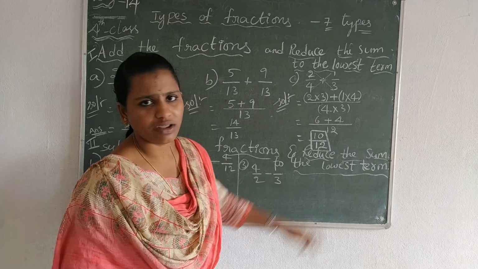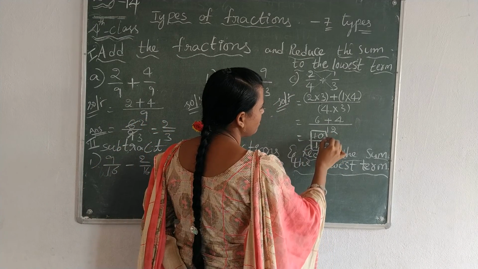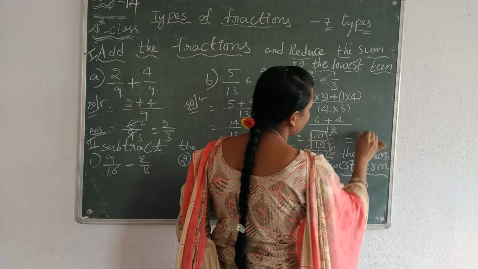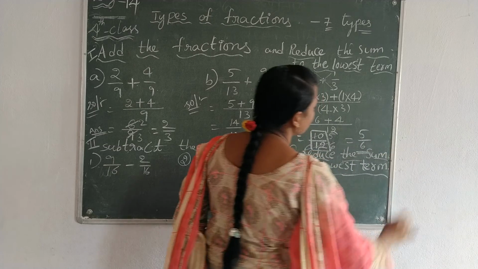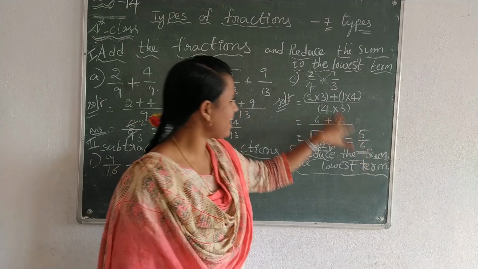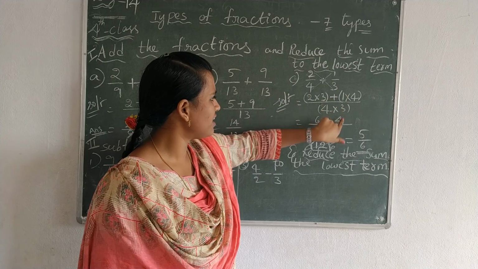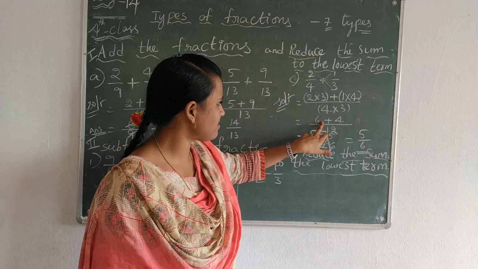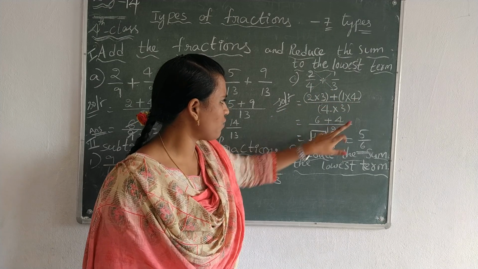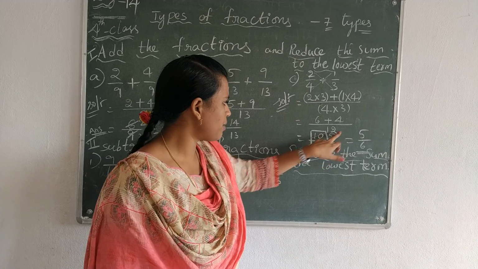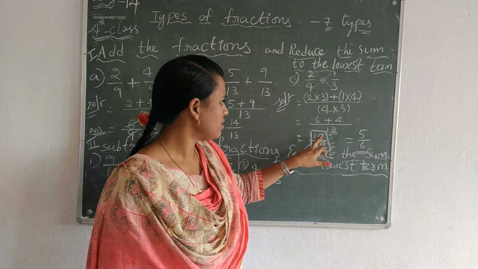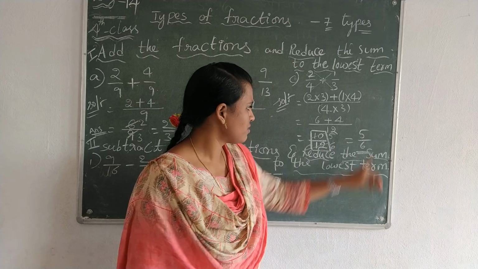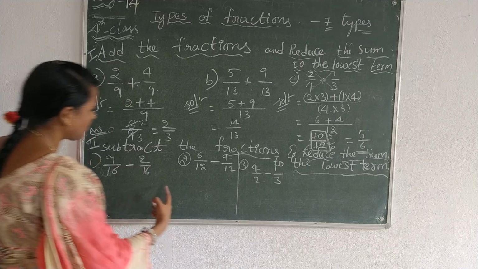10 by 12. If you cancel with the 2 table, 10 is cancelled 5 times and 12 is cancelled 6 times. So the answer is 5 by 6. The reduced form is 5 by 6. Again, I am telling it: 4 threes are 12, 2 into 3 is 6, 1 into 4 is 4, 6 plus 4 is 10, denominator 12, so 10 by 12, which reduces to 5 by 6.